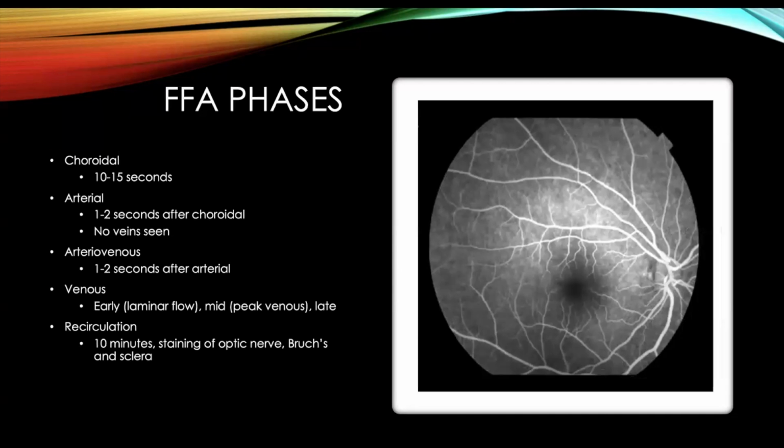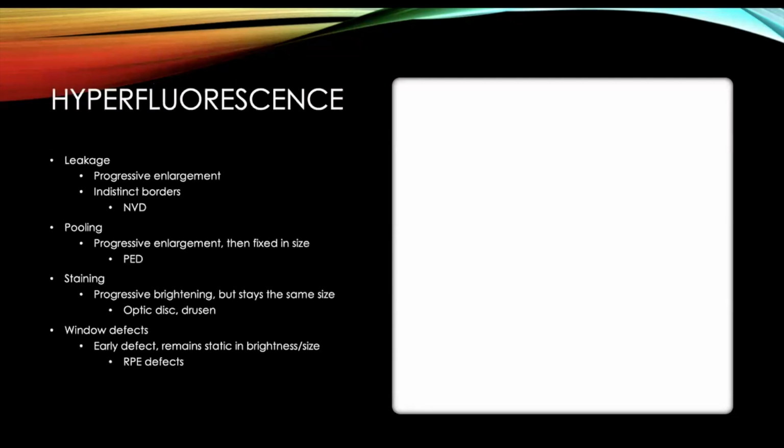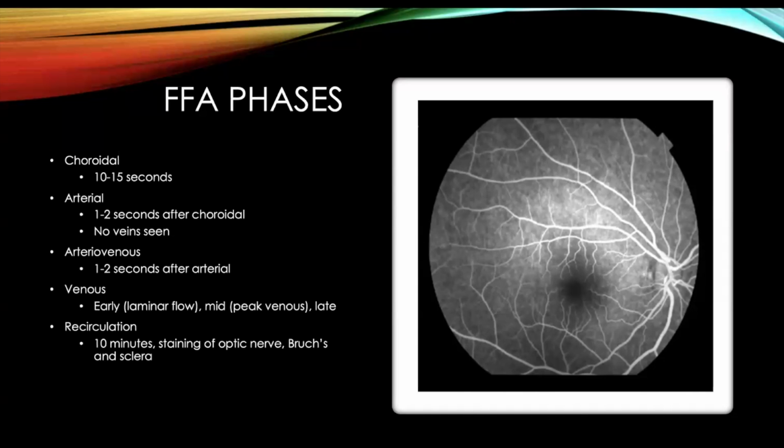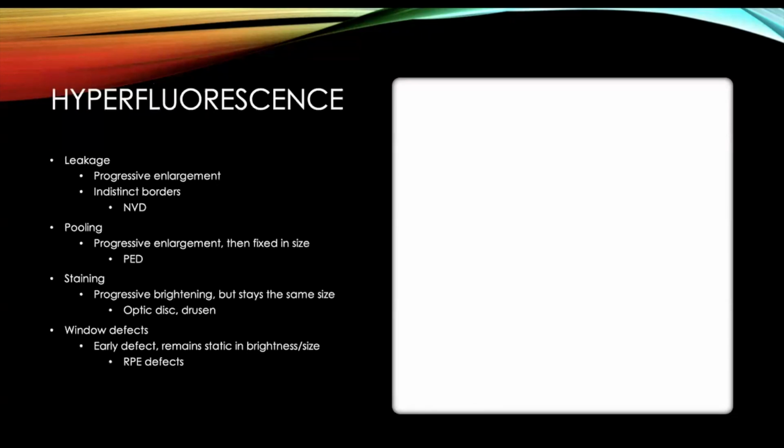So this is the peak venous phase, where your vein is being filled just as much as your arteries. When your arteries and your veins are essentially the same brightness, you're looking at your peak venous. Then after that you get the recirculation, where the later things start to stain, like your optic nerve, your sclera, your Bruch's, your choroid. But those are the main phases that you need to worry about: the choroidal, the arterial, the early venous, and your peak venous.